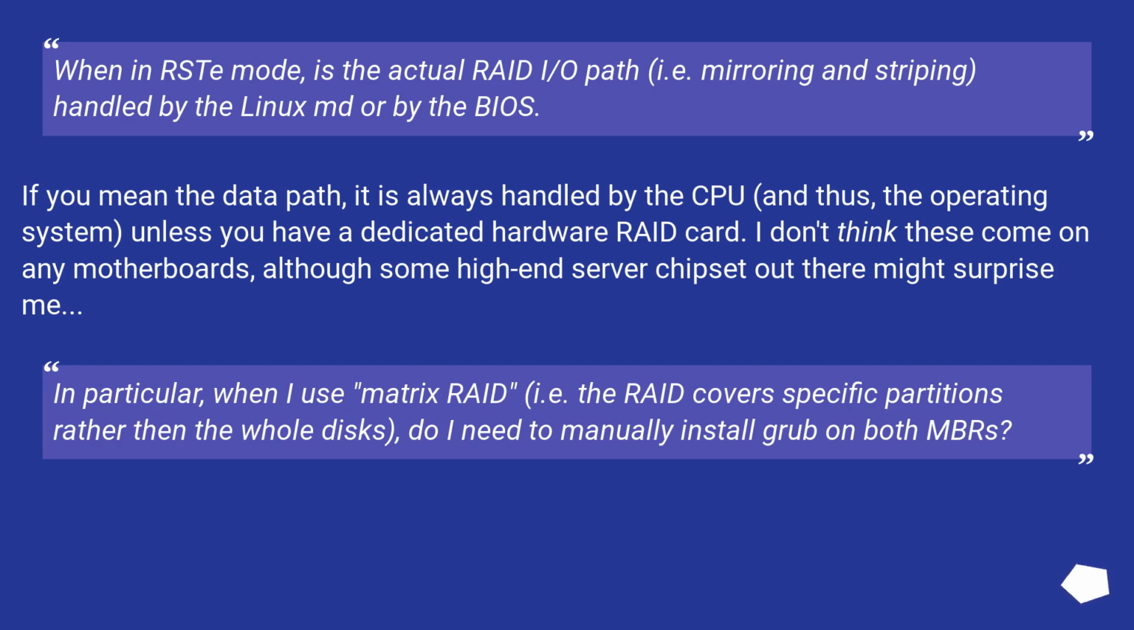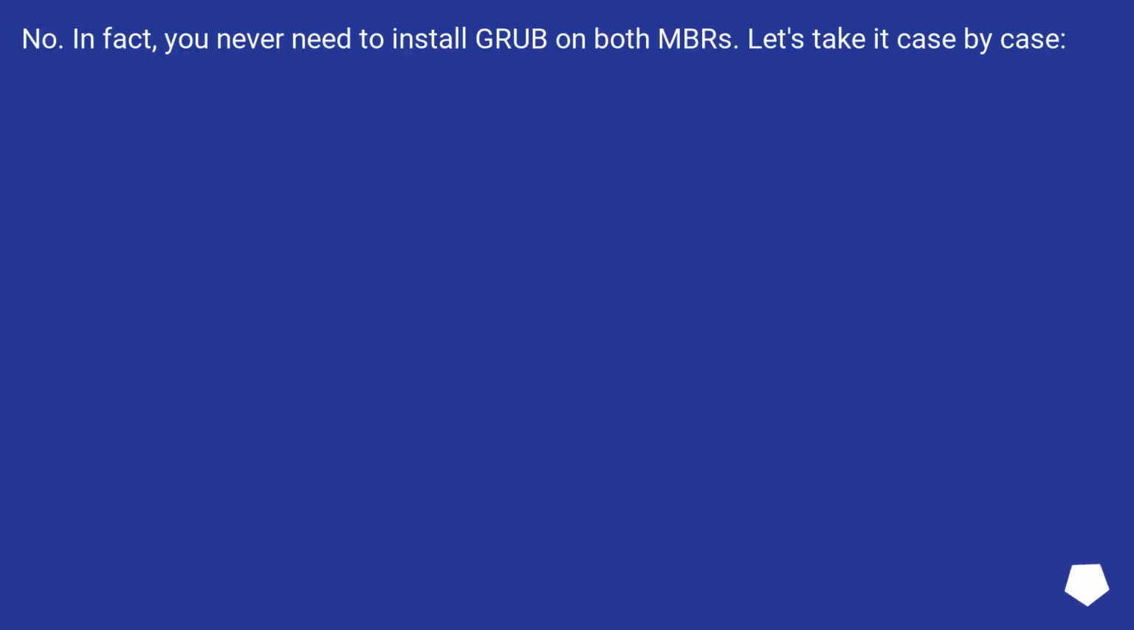In particular, when I use matrix RAID, i.e. the RAID covers specific partitions rather than the whole disks, do I need to manually install grub on both MBRs? No. In fact, you never need to install grub on both MBRs. Let's take it case by case.